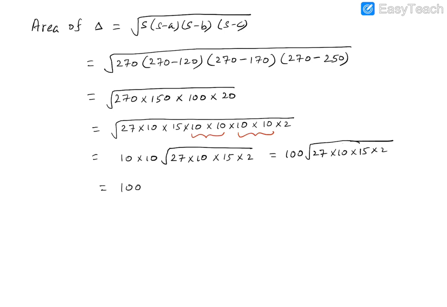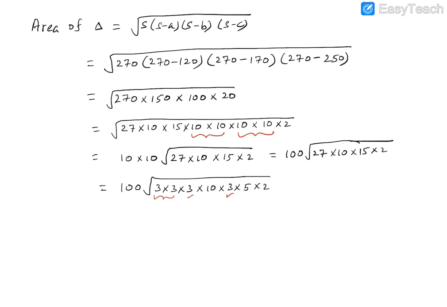We can write this as 100, and under the root the 27 can be written as 3 into 3 into 3. That's 27. The 10 we'll leave as it is. The 15 can be written as 3 into 5, and the 2 will be left as it is. So now we see that there are 4 3s, so there is one pair of 3 here and another pair of 3 here, so we can take each pair outside as a single one when we take it outside the root.